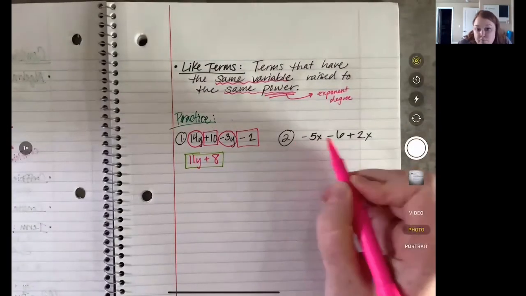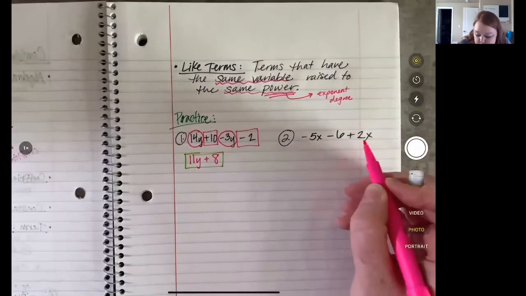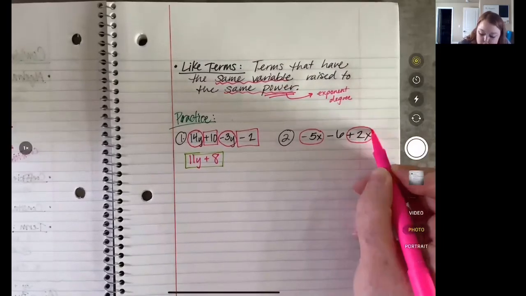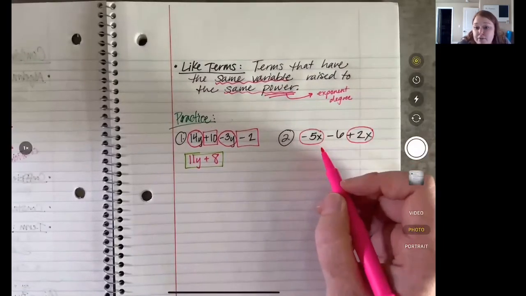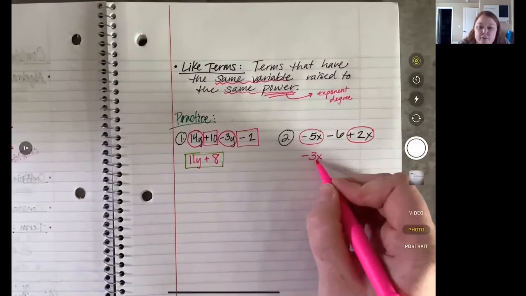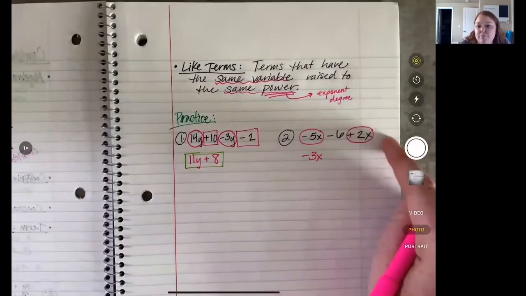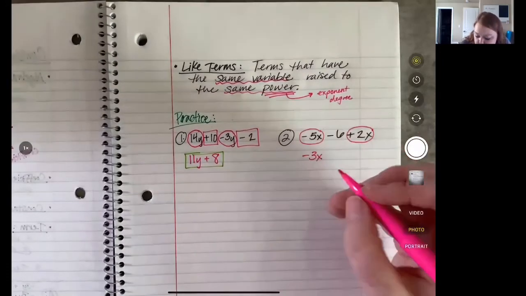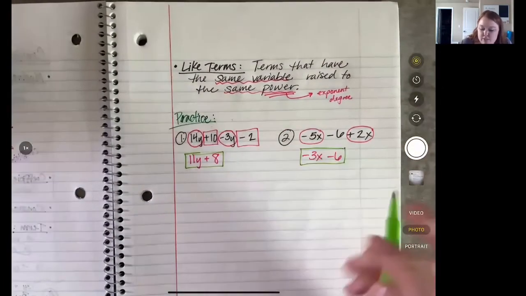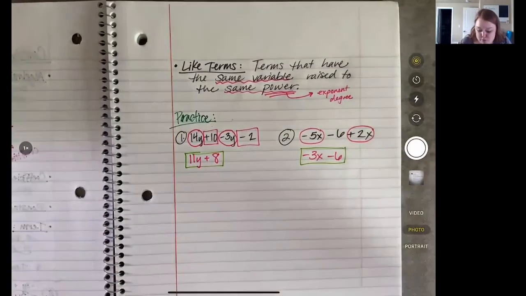Negative 5x, I just go from left to right. I'm searching for anything else that has an x attached to it, like this one. Negative 5x can go with this positive 2x. Careful with your negatives here, use the calculator if you need to. Negative 5 plus 2 is negative 3, so that together would be negative 3x. And then this negative 6 doesn't have anything else to be combined with it, so since it has no friends, you just drop it down. I cannot go any further because these right here are not like terms. That's my final answer. It's as simplified as possible.